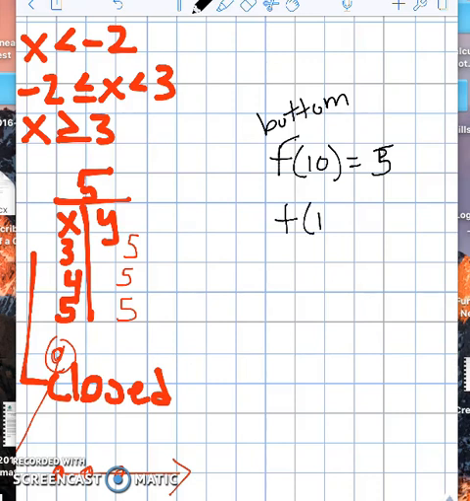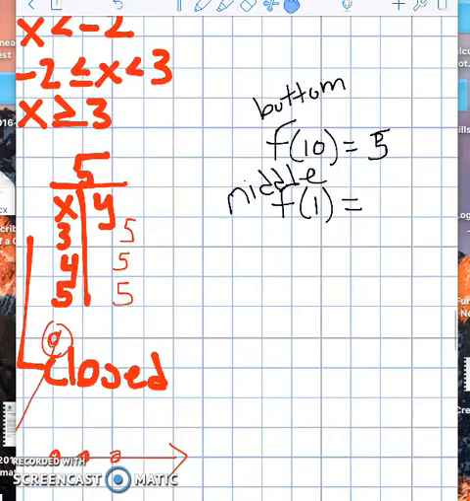If I said f of 1, well, which domain does f of 1 fit into? It's in between negative 2 and 3, so this one goes in the middle. And if we look at our middle one, 2x plus 3, so 2 times 1 is 2 plus 3 is 5 as well.